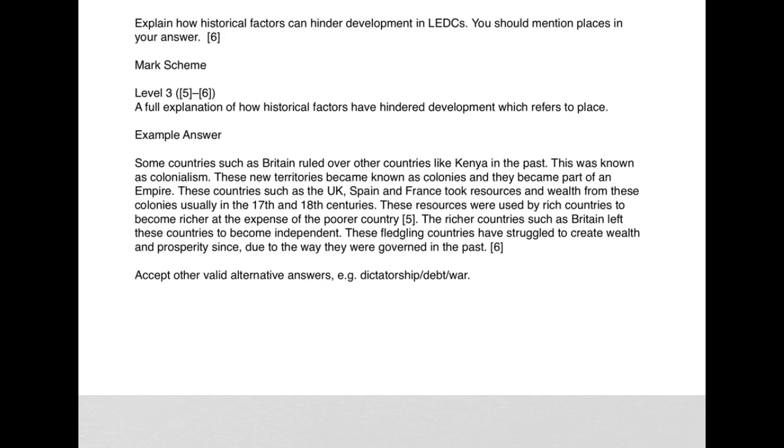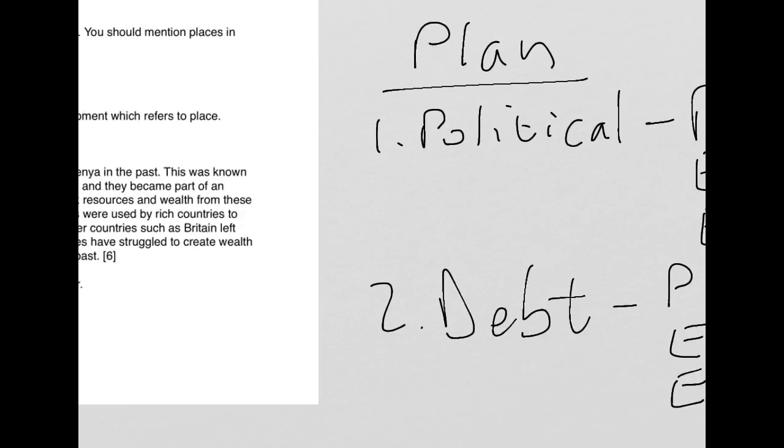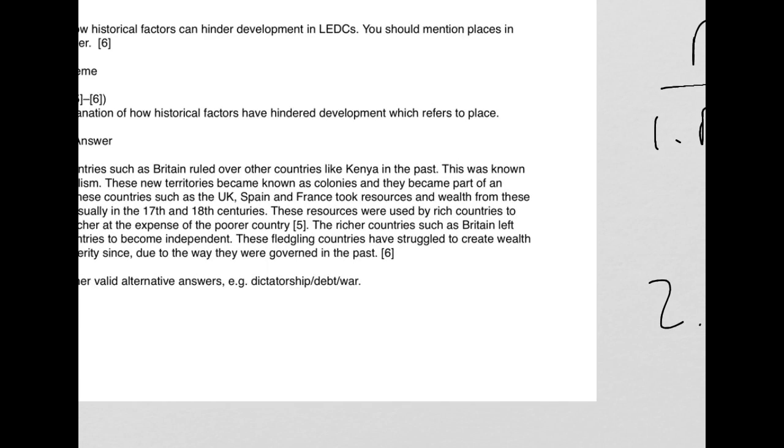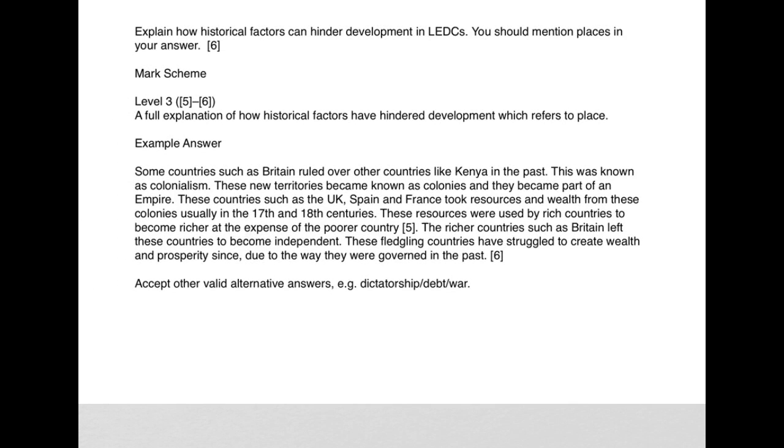Let's have a look at the mark scheme. You can see here that a full explanation of how historical factors hinder development, which refers to place. So you can see how our answer does both of those things to allow us to access 6 marks. Let's look at the example answer. Some countries such as Britain ruled other countries like Kenya. Refers to place. This was known as colonialism.